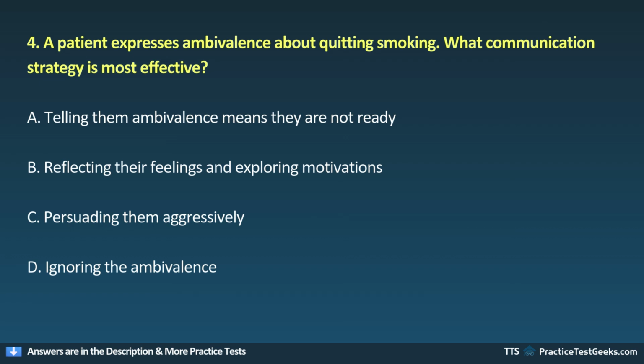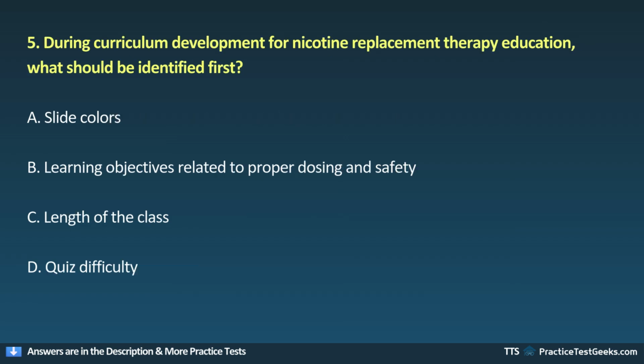4. A patient expresses ambivalence about quitting smoking. What communication strategy is most effective? A. Telling them ambivalence means they are not ready. B. Reflecting their feelings and exploring motivations. C. Persuading them aggressively. D. Ignoring the ambivalence.